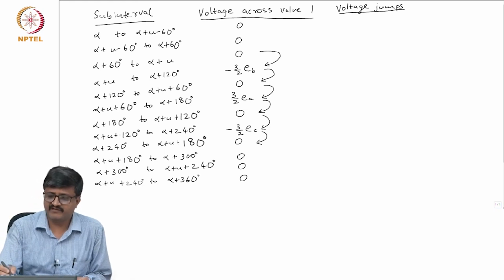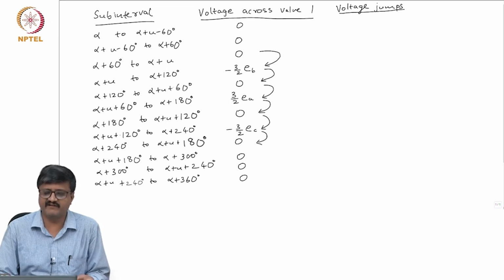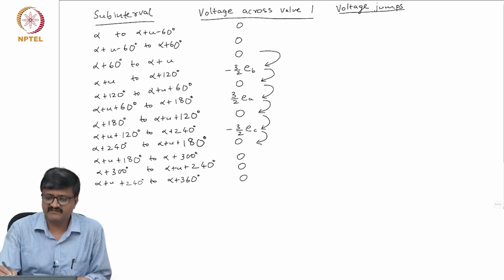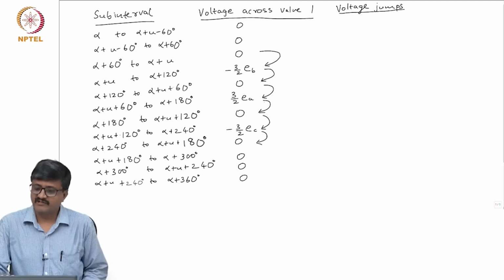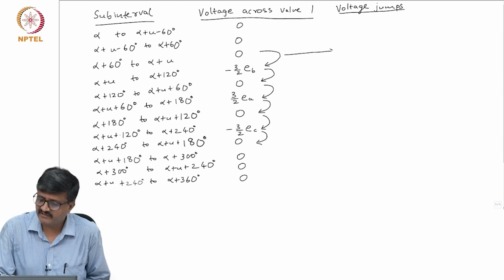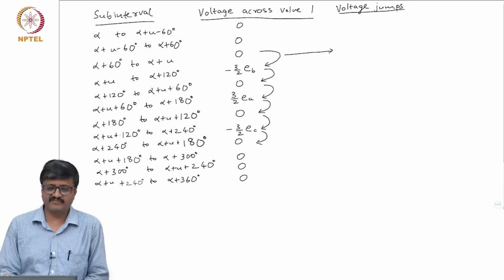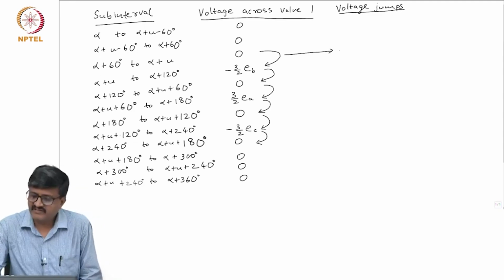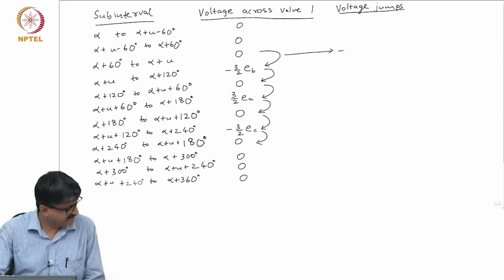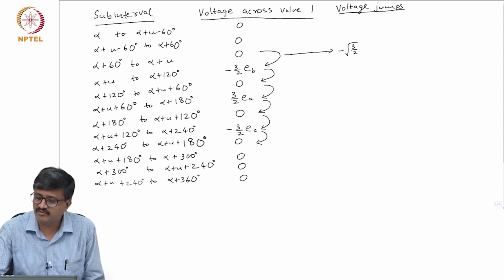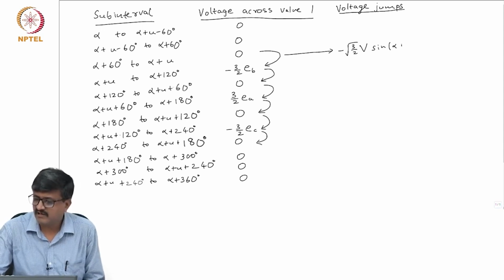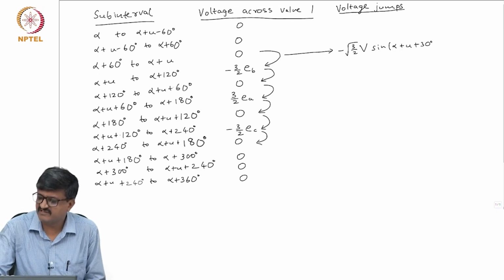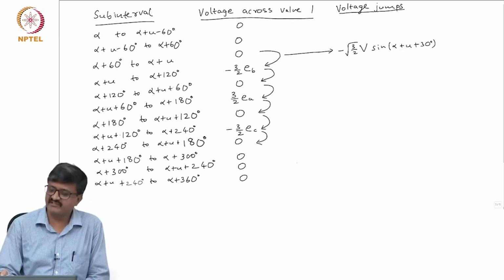For example, the first voltage jump is minus 3 by 2 EB evaluated at alpha plus u. Then the second jump is 3 by 2 EB evaluated at alpha plus 120. So if I take these expressions and substitute the appropriate values of omega ot, I will get these expressions for voltage jump: minus root 3 by 2 V sine alpha plus u plus 30 degrees, that is the first voltage jump. I will leave it to you to verify this.